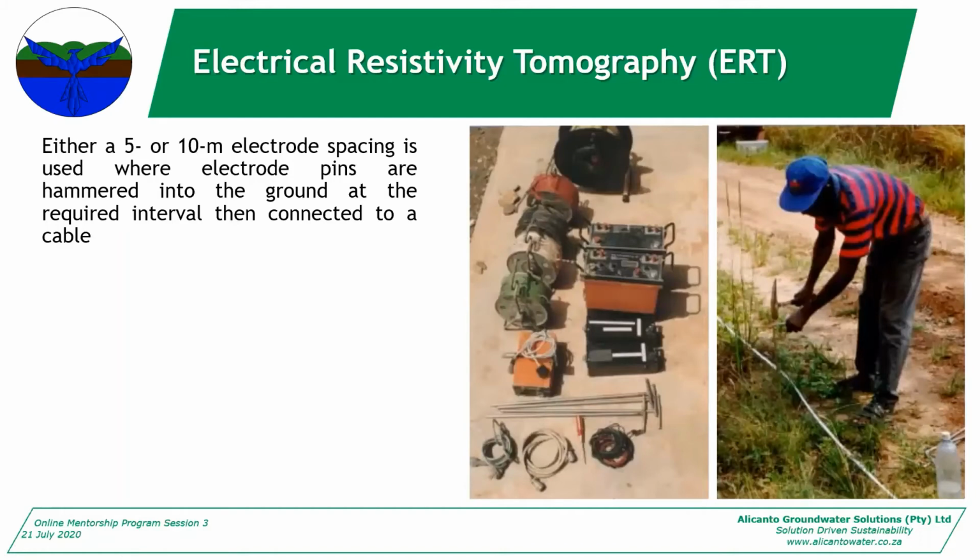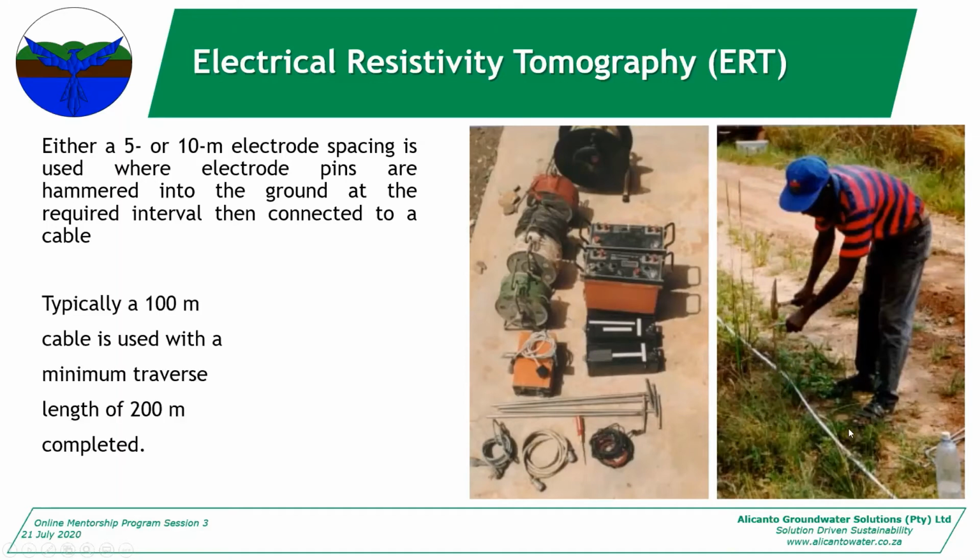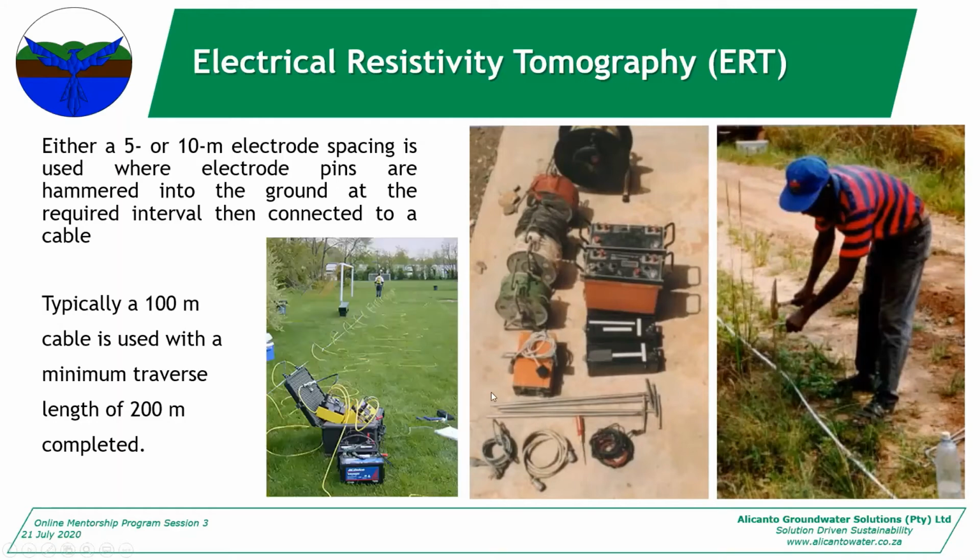Okay, so you use either a 5 or a 10 meter electrode spacing, where your electrode pins, which are these long things here, are usually about half a meter, 40 centimeters long, hammered into the ground at the required interval and then connected to your cable. So you use a crocodile clip. You see this guy is hammering it in and then you clip it onto the cable there. So this is at 5 meters and your cables are typically 100 meters. So that's why you need a minimum of 200 meters to be completed.